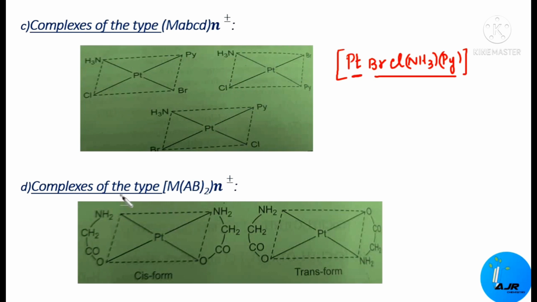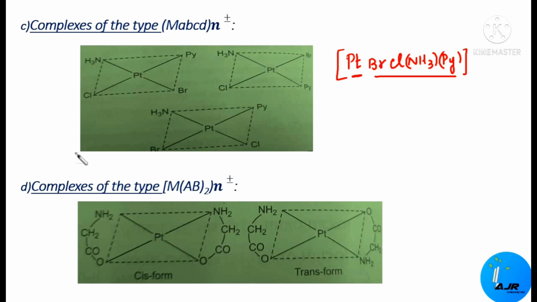So the next category is the complexes of the type MAB2, n plus or minus. In this case, M is the central metal atom, while AB is an unsymmetrical bidentate ligand. Bidentate means the ligand will be attached to the central metal atom through two donor atoms. Understood? When two donor atoms are present in a ligand, we call that a bidentate ligand. So AB is an unsymmetrical bidentate ligand. If a complex contains an unsymmetrical bidentate ligand attached to a central metal atom, then we can expect two types of isomers, right?